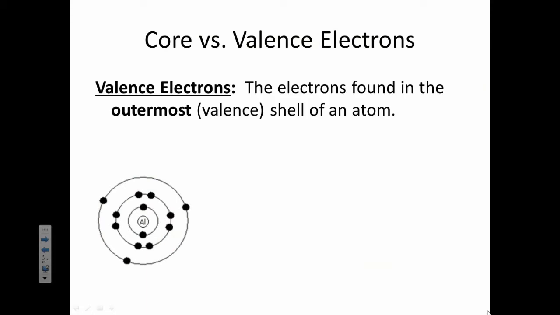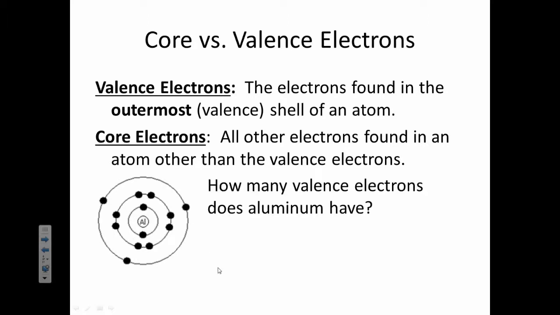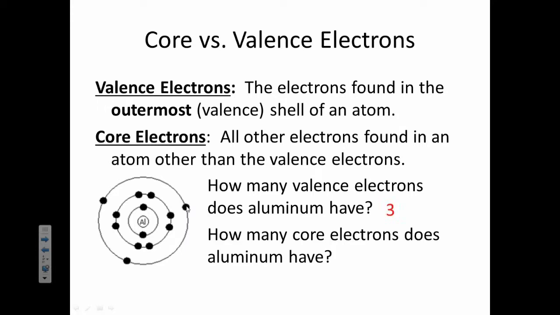So just to review, core versus a valence electron. A valence electron is an electron found in the outermost shell of an atom, while core electrons are all the other ones that are inside. So, for example, how many valence electrons does aluminum have? Let's count them. 1, 2, 3. How many core electrons does aluminum have? 1, 2, 3, 4, 5, 6, 7, 8, 9, 10.